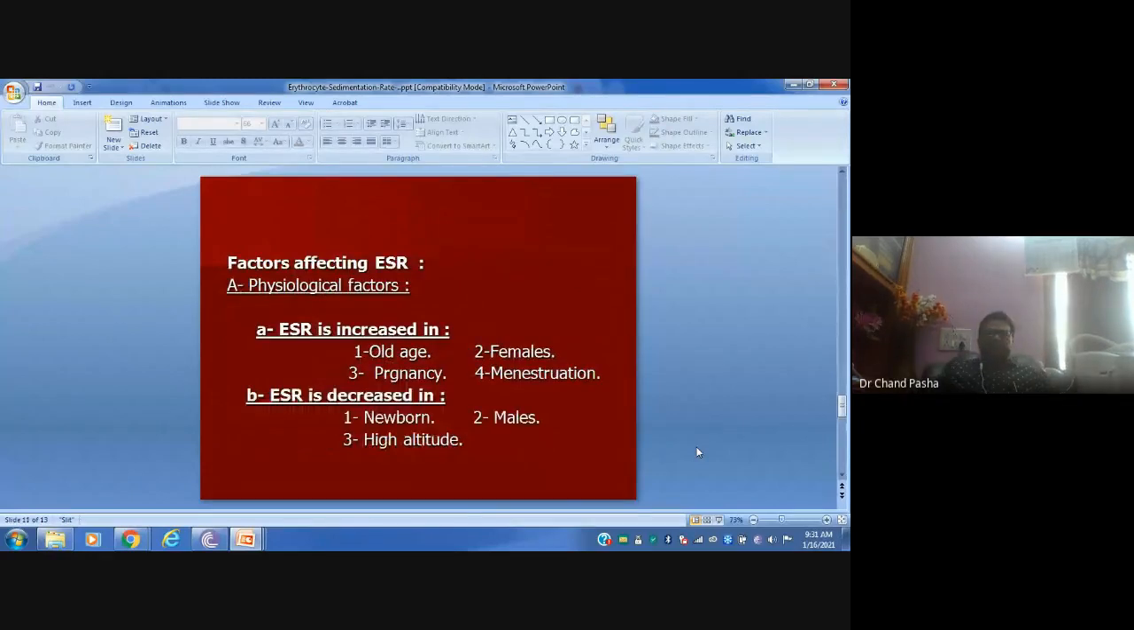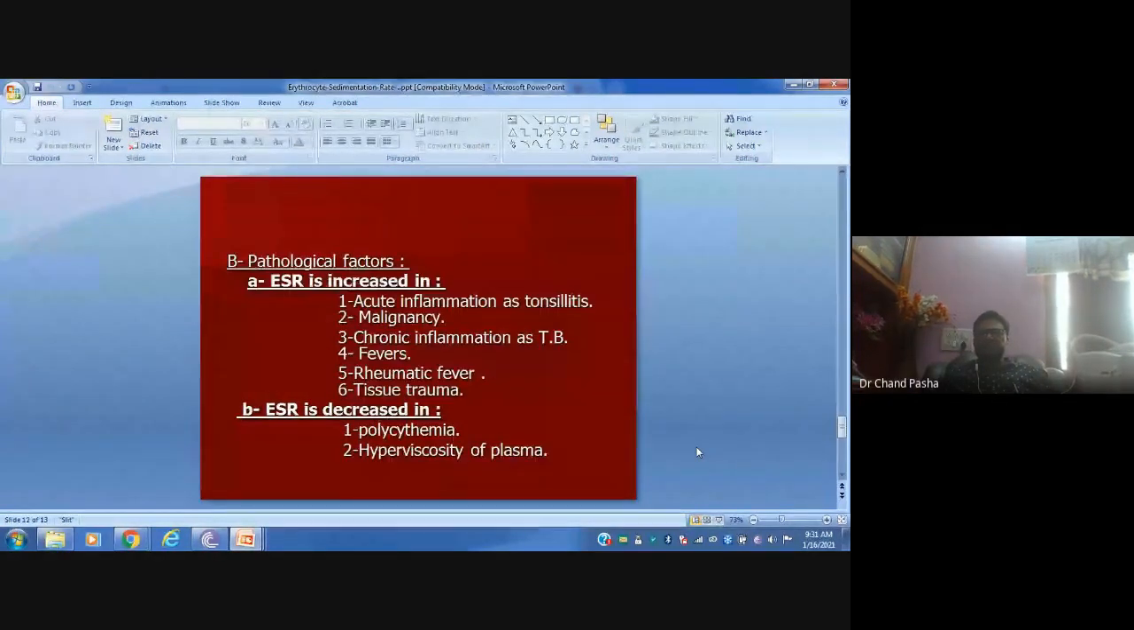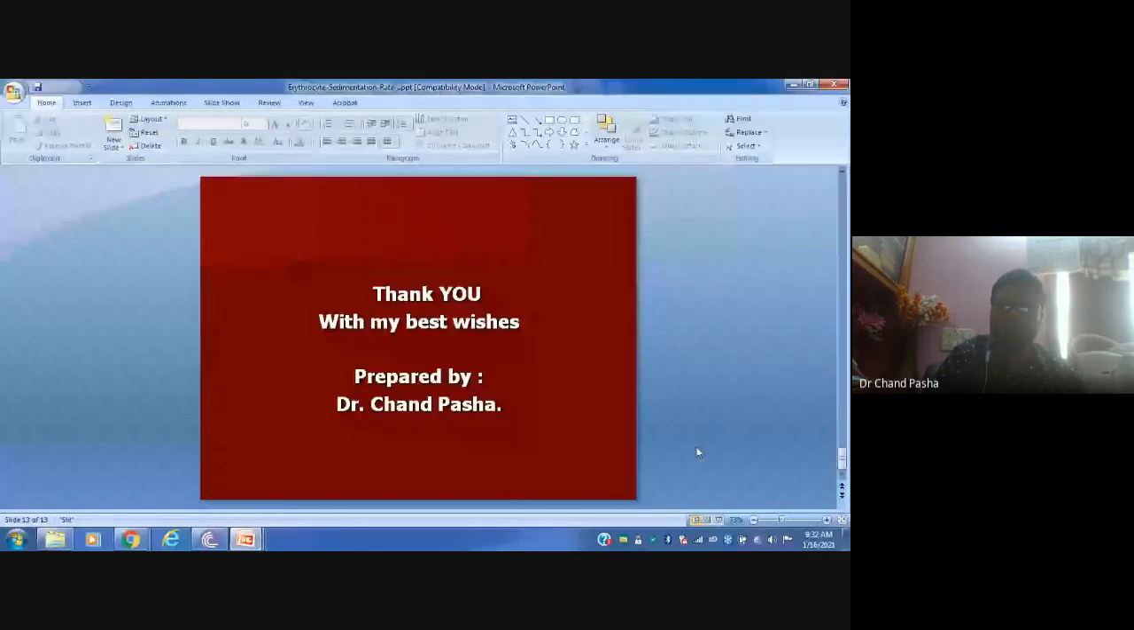And physiological factors: ESR increases with old age, pregnancy, females and menstruation, these are all stressful conditions. ESR decreases in newborns, high altitude and males. Pathological conditions: ESR increases in active inflammation, malignancy, TB, fevers, rheumatoid fever, tissue trauma, that is a tissue injury, and ESR decreases in polycythemia and hyperviscosity of plasma. If you dilute the blood, the ESR gets decreased. So this is something about ESR.